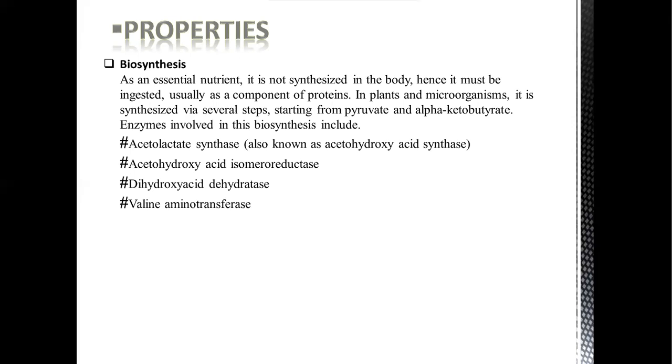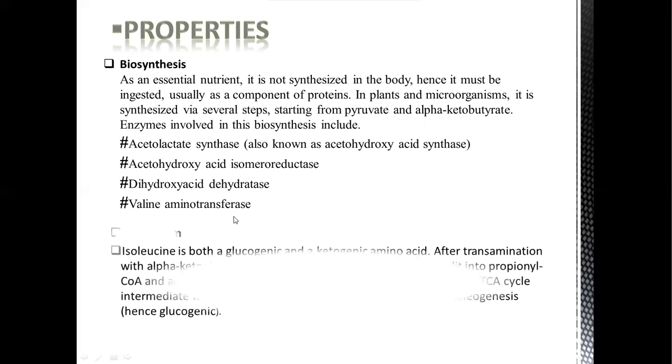In plants and microorganisms, it is synthesized via several steps, starting from pyruvate, as we saw in the previous slide. The reaction starts from pyruvate and then is converted into alpha ketobutyrate and then into leucine, and on isomerization of leucine it is converted into isoleucine. Enzymes involved in this biosynthesis include acetolactate synthase, also known as acetohydroxy acid synthase, acetohydroxy acid isomeroreductase, dihydroxy acid dehydratase, and valine aminotransferase.